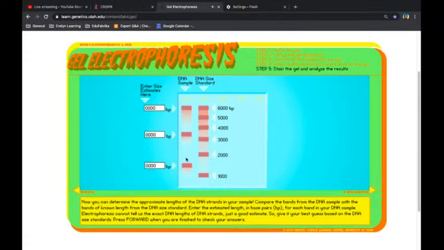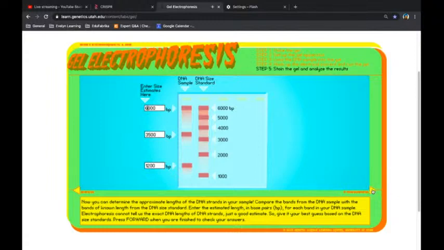So these are our samples. This is a ladder, and we have to tell by writing here what size belongs to what size. So this will be around how much, and this will be around how much, and this will be around how much. So I assume that this is around 1200 maybe, I'm not sure. And this is maybe 3500 base pairs, and the top one is 6000 base pairs.